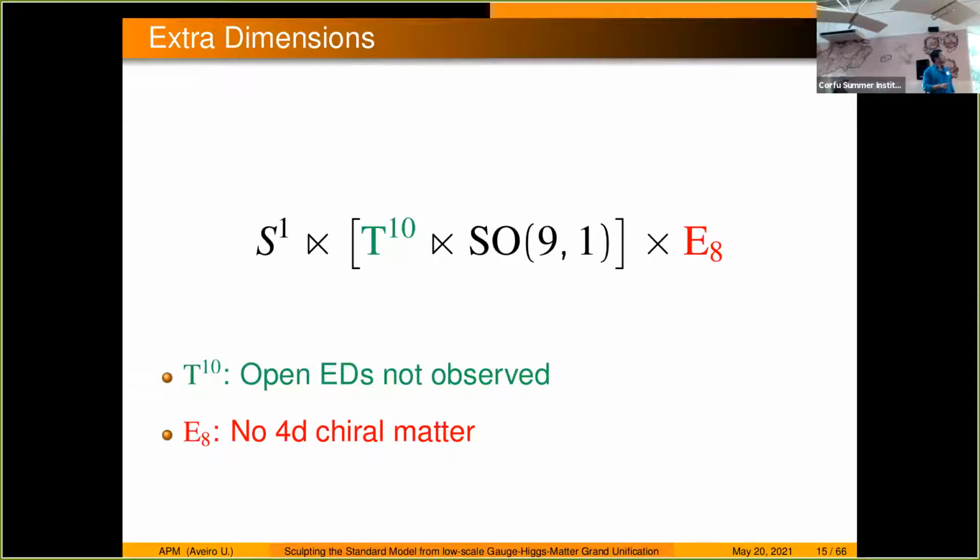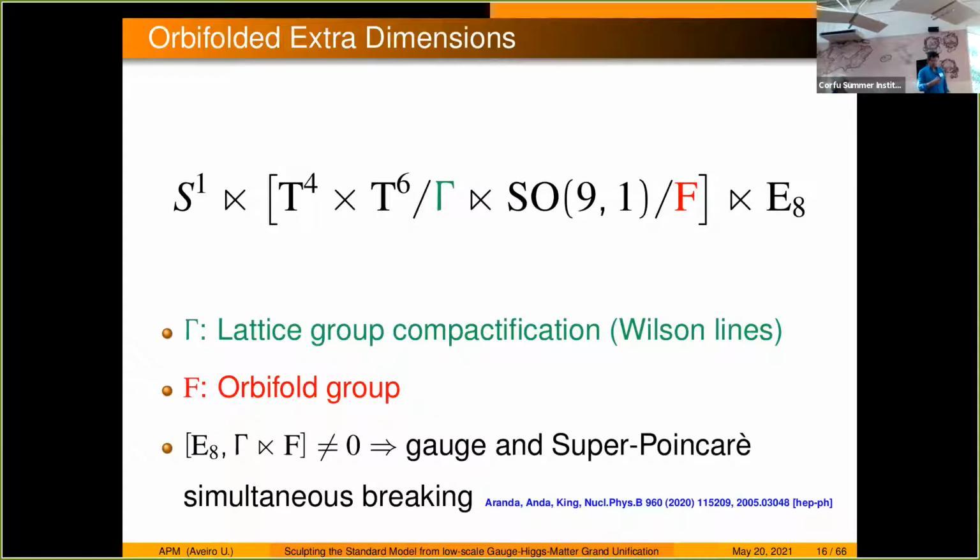So our model has 10 dimensions, so 6 extra dimensions. But as it stands here, these dimensions are open, which is not realistic. So we ought to do something about this super Poincaré symmetry. Also, E8, as it stands here, has no chiral matter yet. So what can be done is adding this lattice and these orbifold groups, which make this symmetry incomplete.